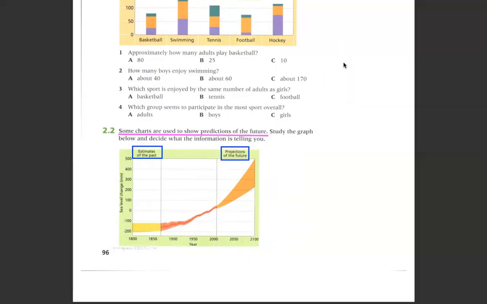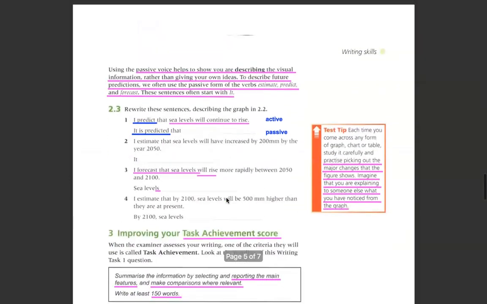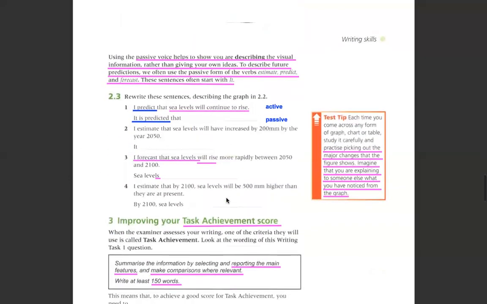So let's have a look at some ways that we can write about predictions of the future. Okay. So often for graphs, we like to use the passive tense. So the passive voice helps us to show that we're describing visual information rather than giving our own ideas. So when I say I predict or I think, it sounds like my idea. But we use the passive, it is predicted that. Now it sounds like we're describing something.